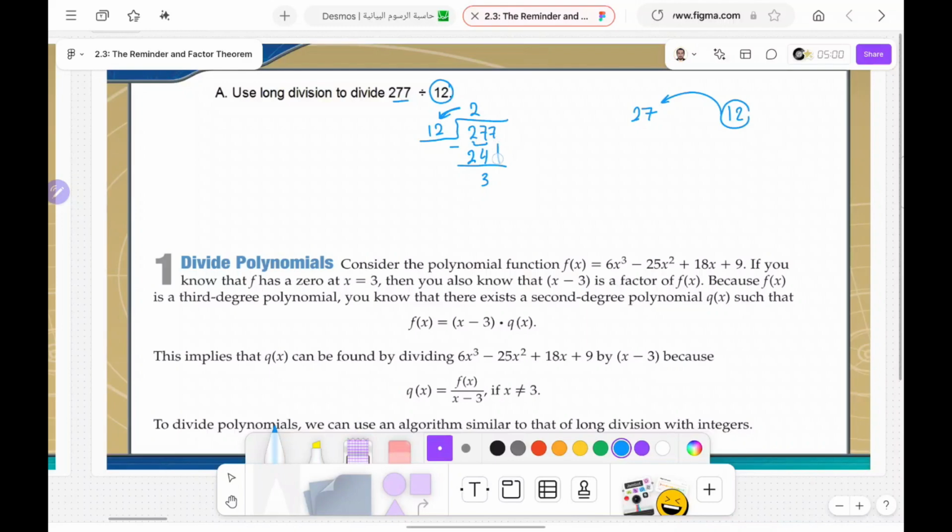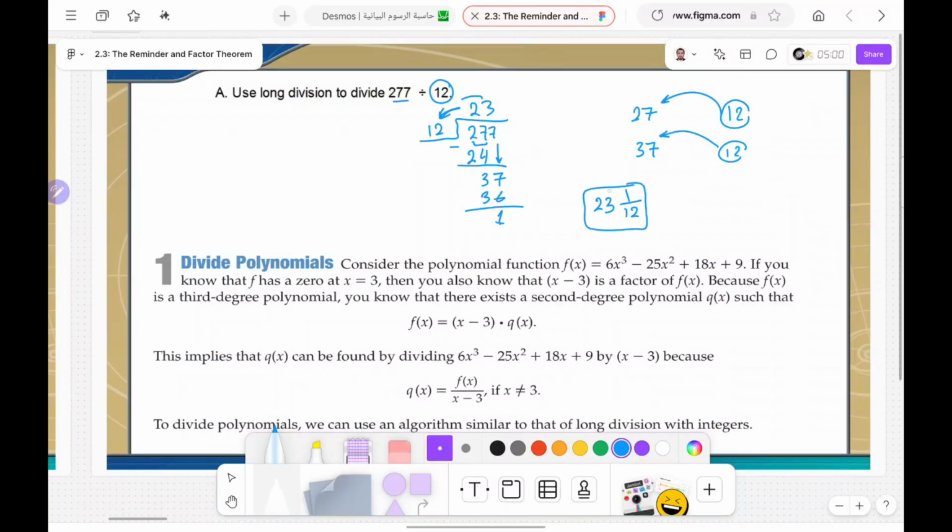Then I take the 7 down, so I have to ask myself again, 37, how many 12s inside my 37? If I say 2, I have 24. If I say 3, I have 36. So the answer is 3. Now multiply 3 with the 12. So 3 times 12 is equal to 36, then the remainder is 1. So the answer is 23 and remainder 1 over 12.